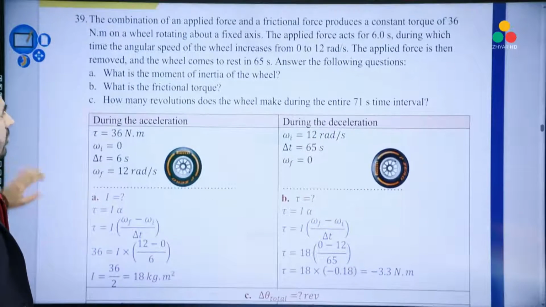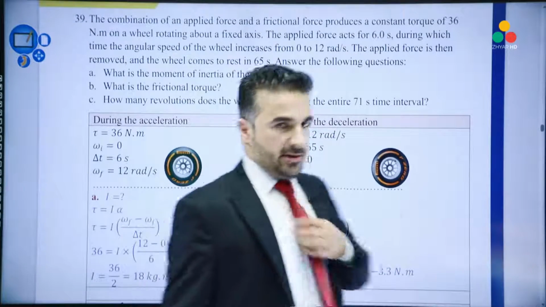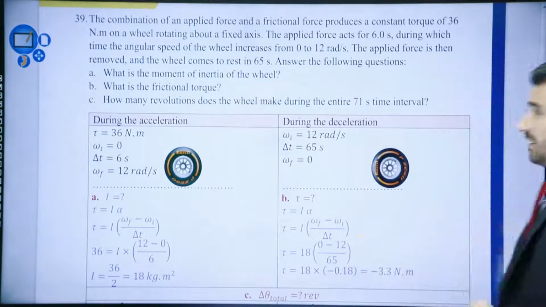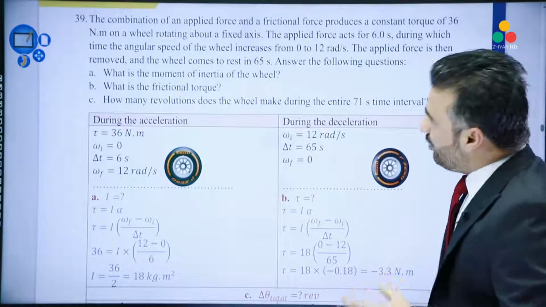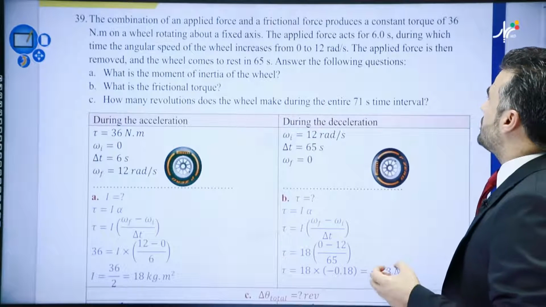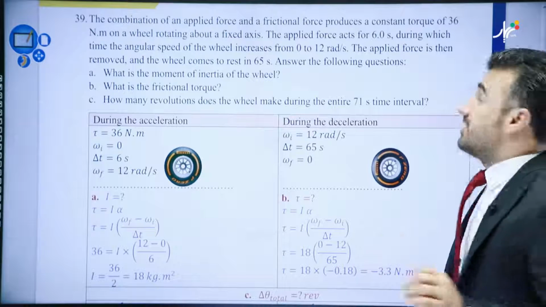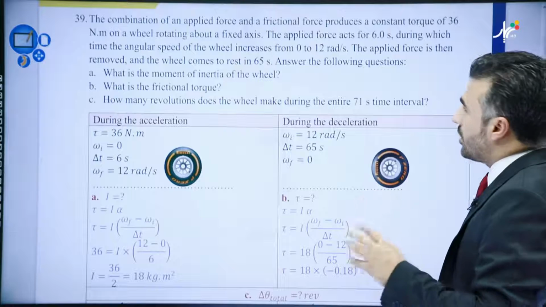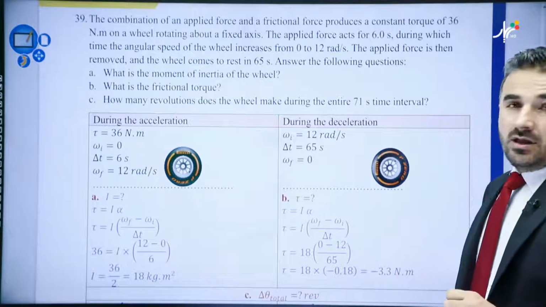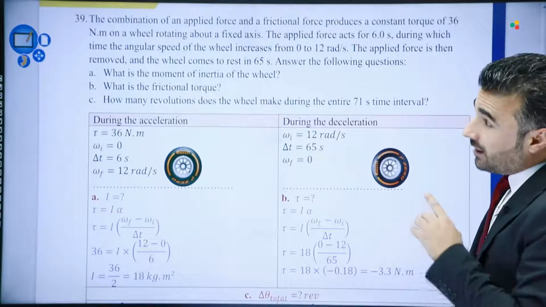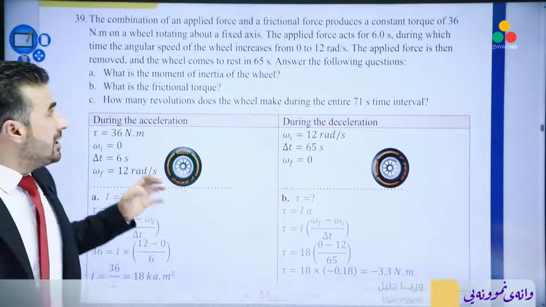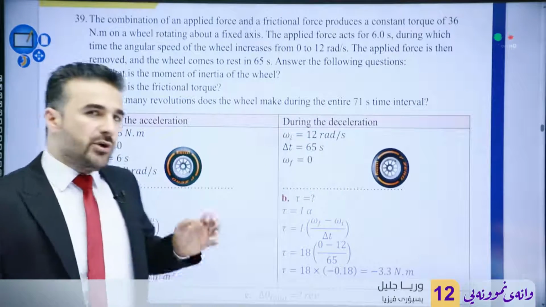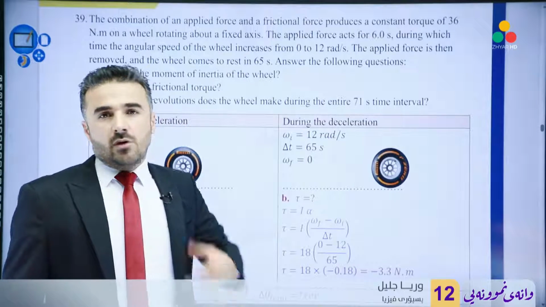Okay, now we have another question, which is also very interesting. Bear with me here. It says, the combination of an applied force and friction force produces a constant torque of 36 Newton meter on a wheel. So we have a wheel. Remember, whenever you see a shape or it gives you a name, always remember the moment.